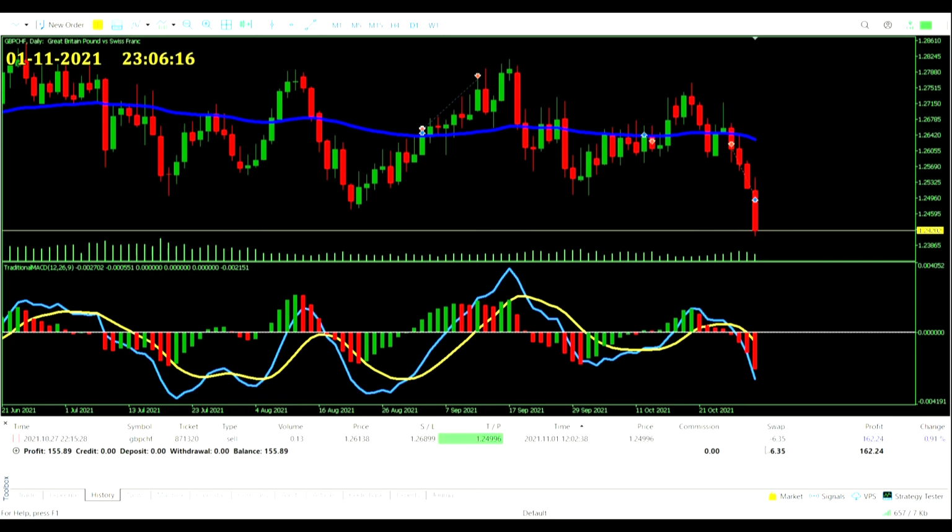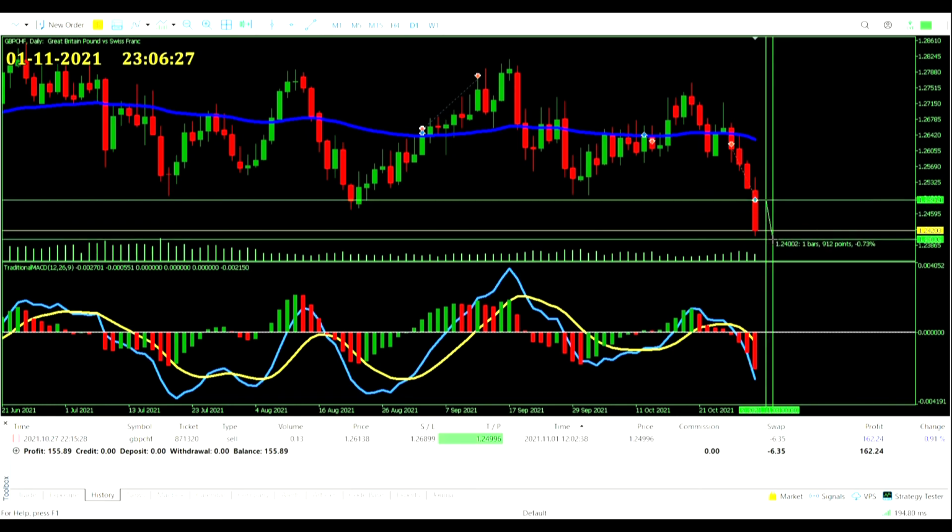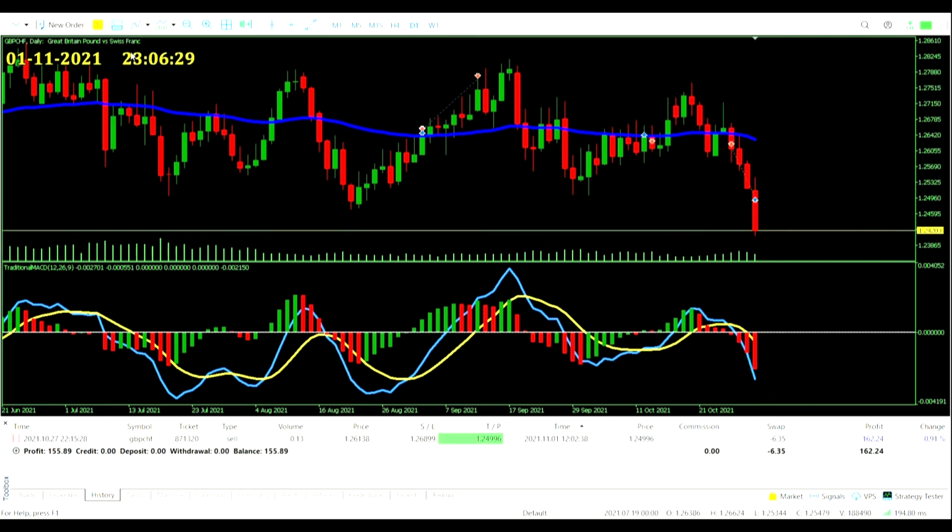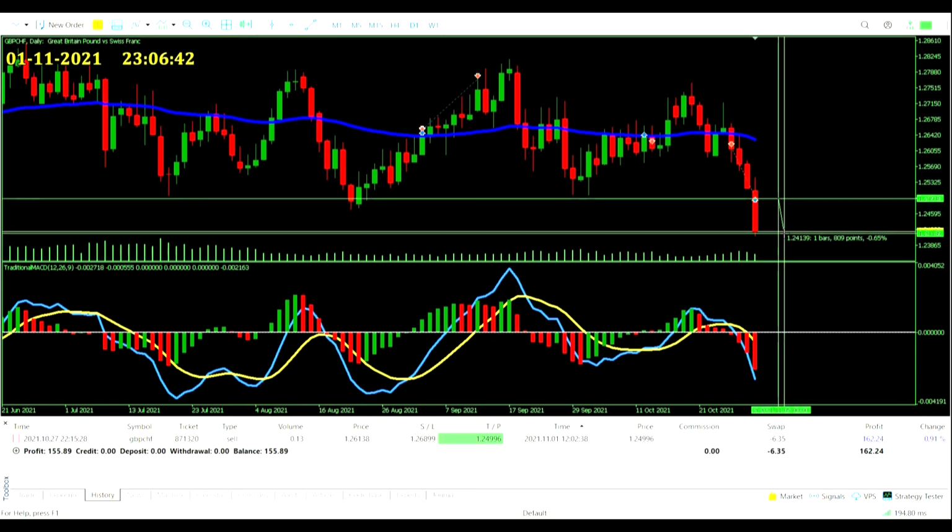$162.24 less $6.35 in the swap gives us $155.89 for the win. And do you know what? This has been a strong sell-off of the pound today, certainly at least against the franc, because we took profit at 1.24996, now all the way down at 1.24182. It's about another 70 or 80 pips that it's run.